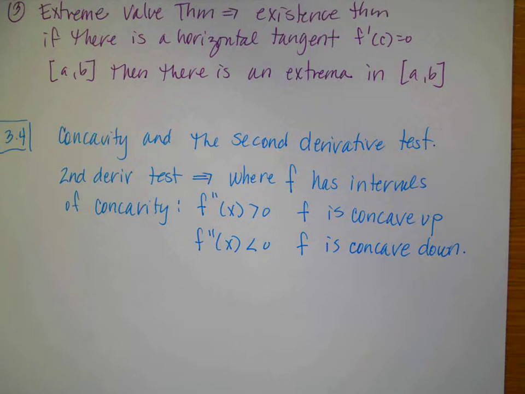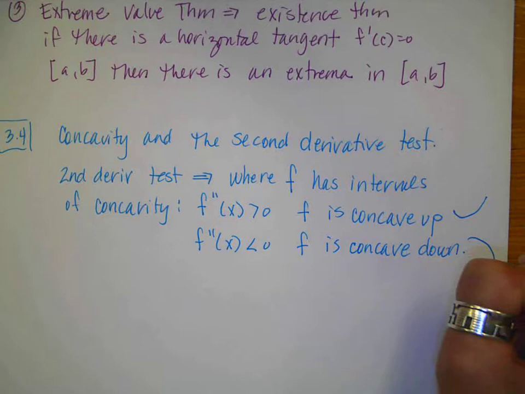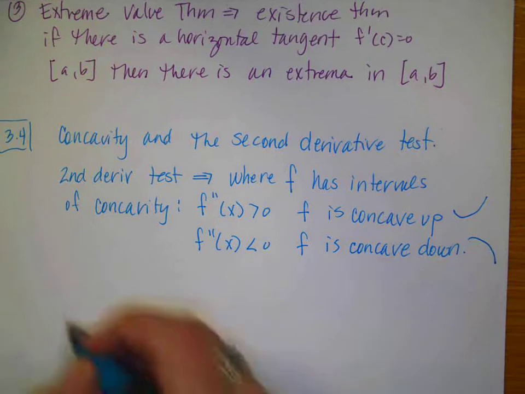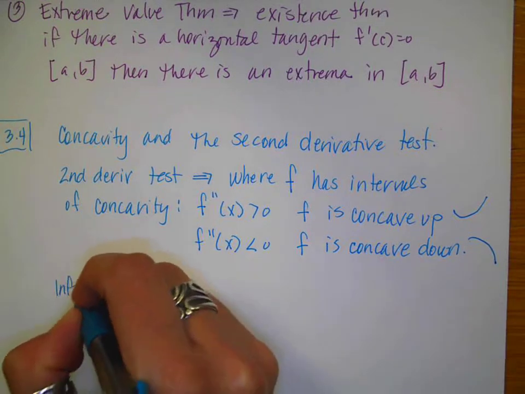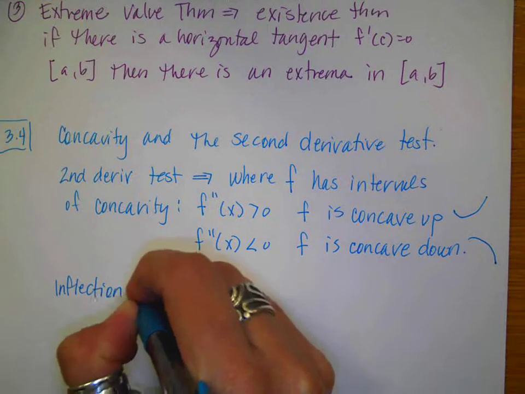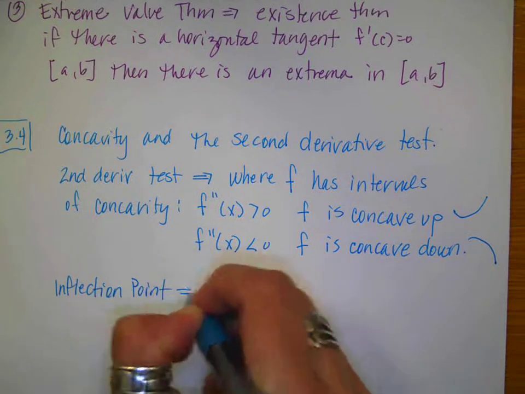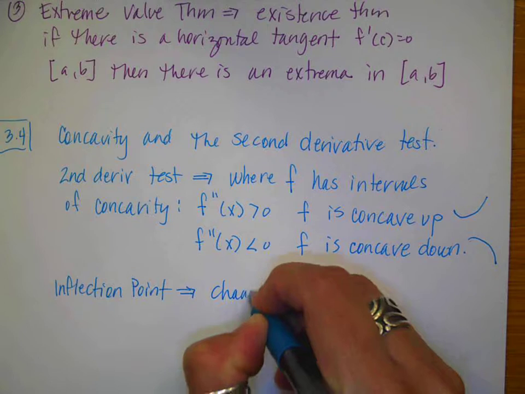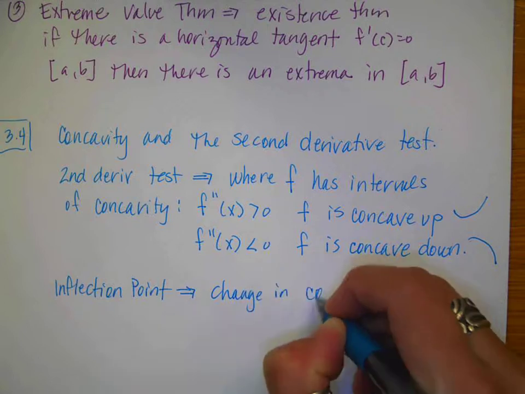There is another use for the second derivative test, and we'll talk about it at the end. Alrighty, so remember that concave up means I look like a bowl. Concave down means everything's going to spill out. And then the other vocabulary word that we have is an inflection point.